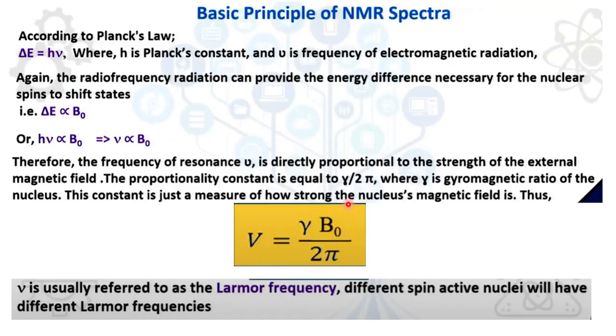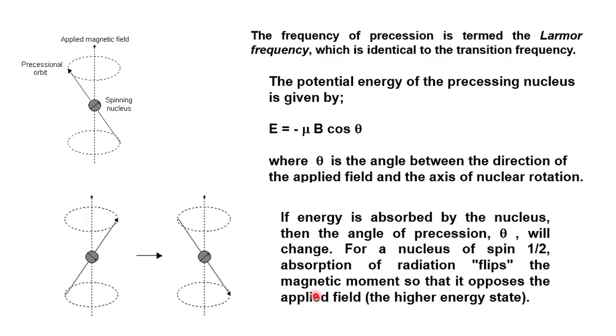So obviously, if B0 is high, your nu will be high. Now this nu is called the Larmor frequency, and different spin active nuclei will have different Larmor frequency. We will discuss what the Larmor frequency is.